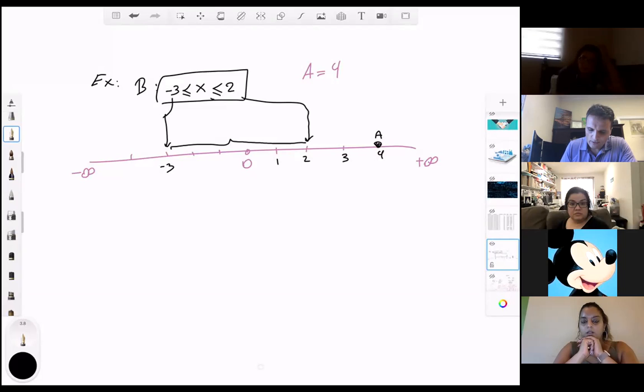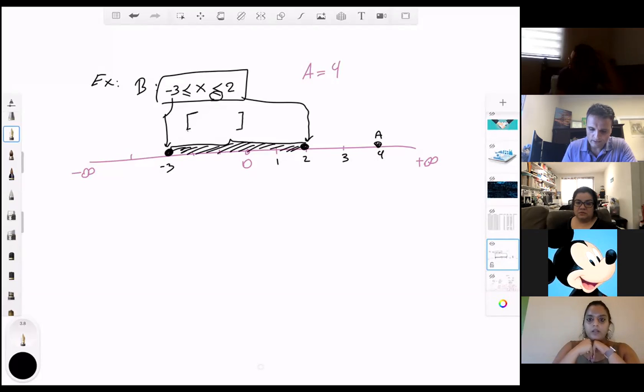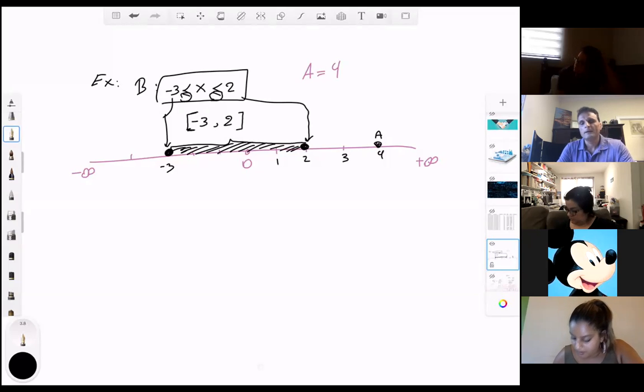So we are dealing with this much of numbers, which is infinite numbers. We have an equal sign right there. That means we are including 2. We are also including negative 3. All the numbers between these two will be the solution. That's the inequality. We can also show it by interval notation. In interval notation, we use brackets because we have an equal sign, with negative 3, comma 2.